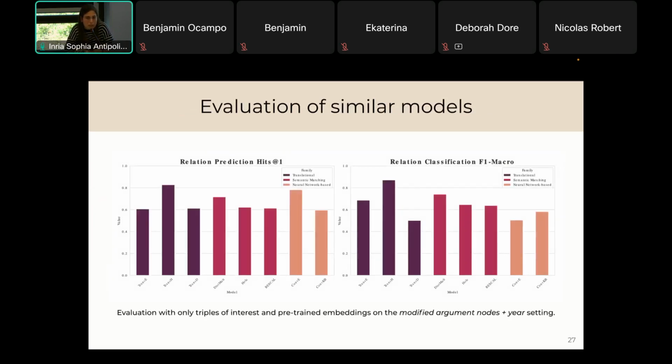Then we evaluated similar models, and we can see that models of the same family have a similar performance. In particular, it was shown that the TransH model is the best one in the translational family, as the DistMult and the Conv model are for their families.